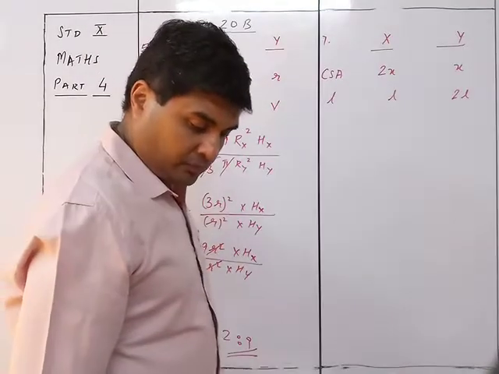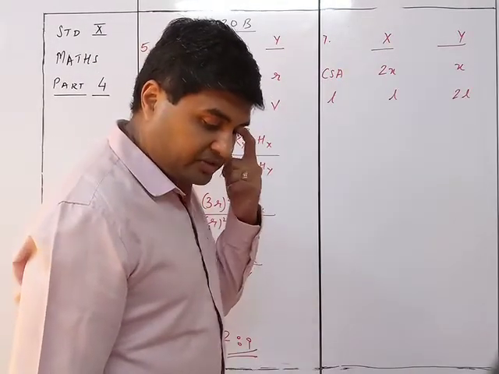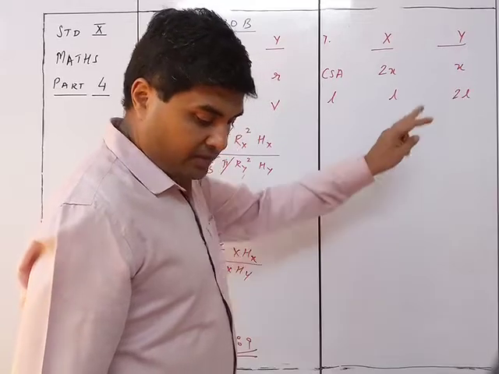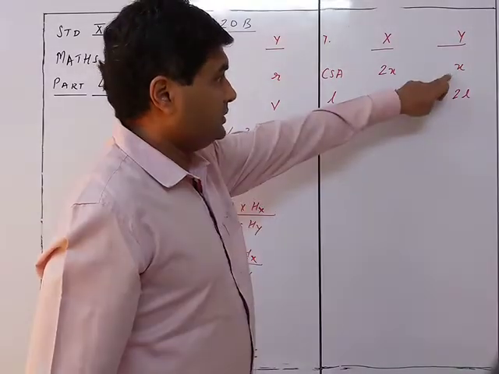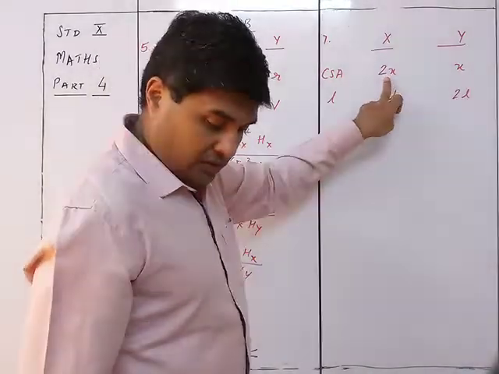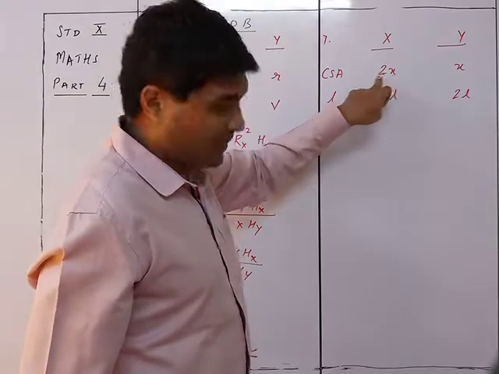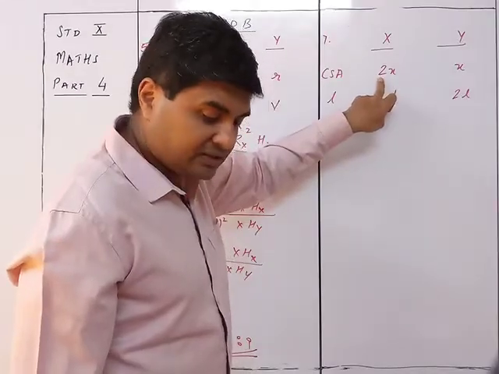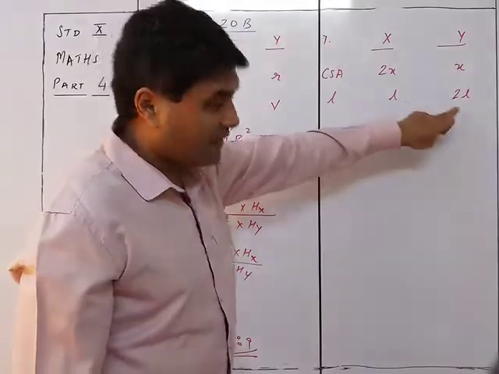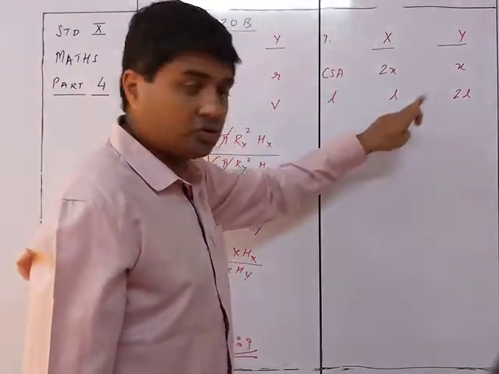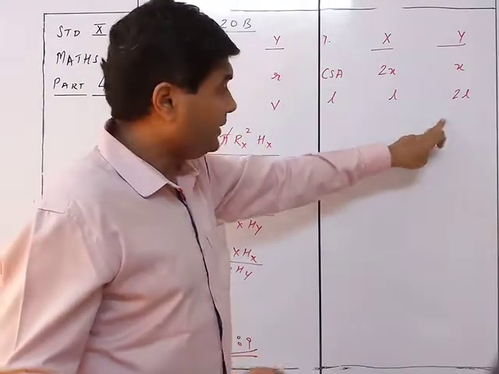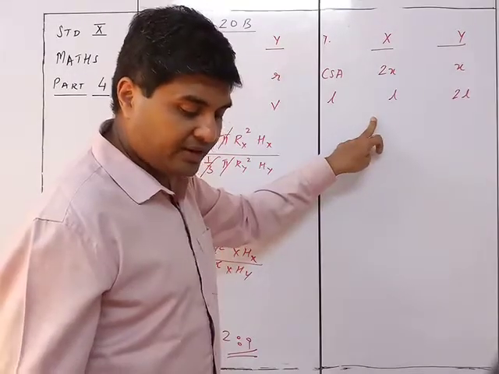Okay. We'll read again so that we are not making any mistake. The curved surface area of one is twice the other. And finally, the slant height of the latter is twice the former. So it is this way. Okay, understood this part? Now we are going to find out the ratio of the radii.